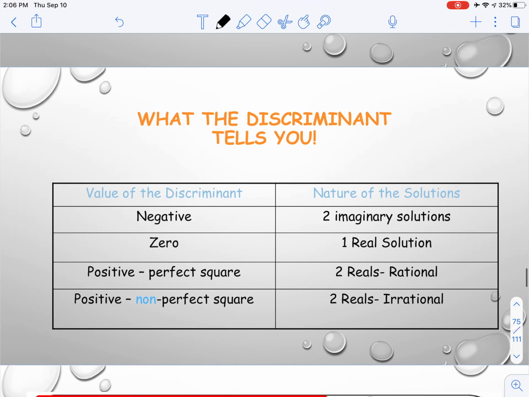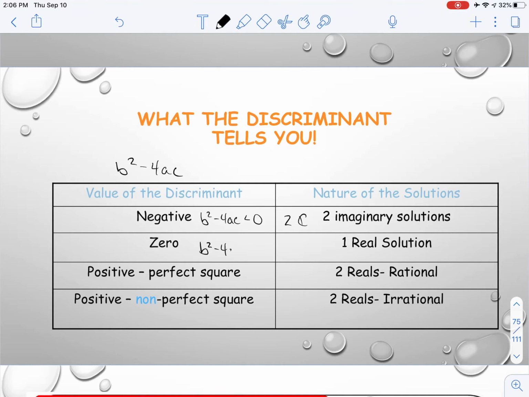Okay, so here I've got a nice little chart for us, right? So if my discriminant, my b squared minus 4ac, is negative, let's start there, then we're going to have 2 imaginary or complex solutions. So b squared minus 4ac is less than 0, I'm going to have 2 complex solutions. We write that as a C with a vertical bar, so a script C.